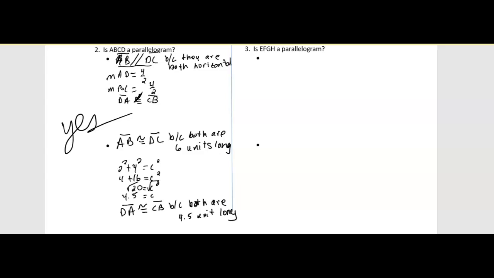Sorry, come back up here. I just noticed my little mistake here. Up here we showed that these were parallel because they have the same slopes. So opposite sides are parallel here. Down here we showed that the opposite sides are congruent as well. So yes, that is a parallelogram.